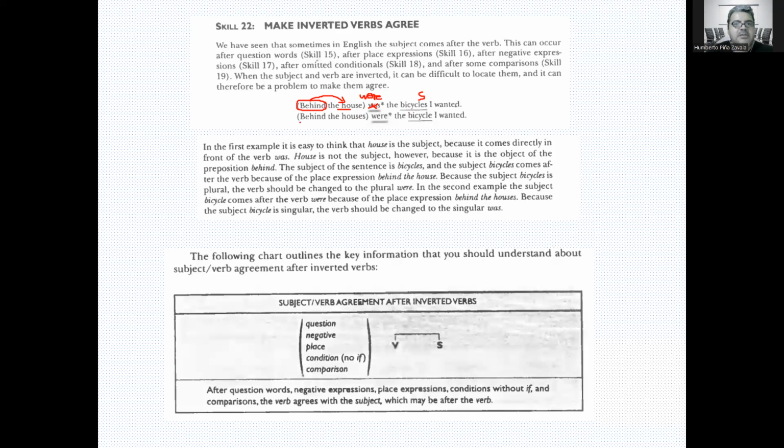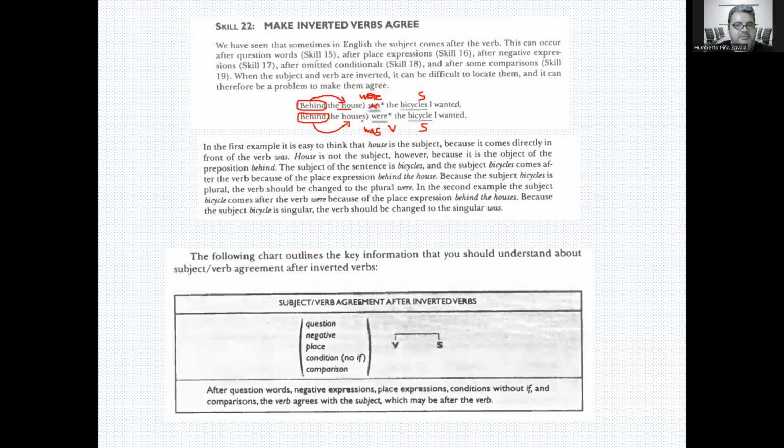In the second example, same thing: behind the houses were the bicycle I wanted. The subject is bicycle, and the verb should match the subject. Subject is singular, so it should be was. The subject bicycle comes after the verb because of the place expression behind the houses. Because the subject bicycle is singular, the verb should be changed to the singular was.